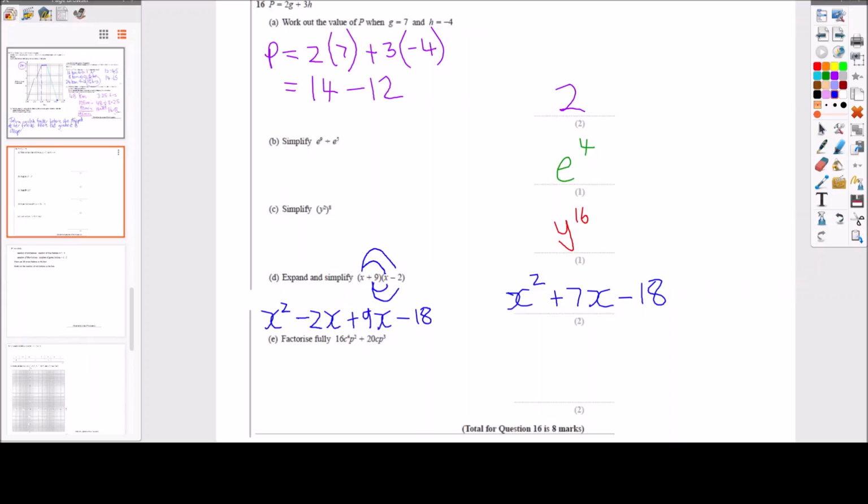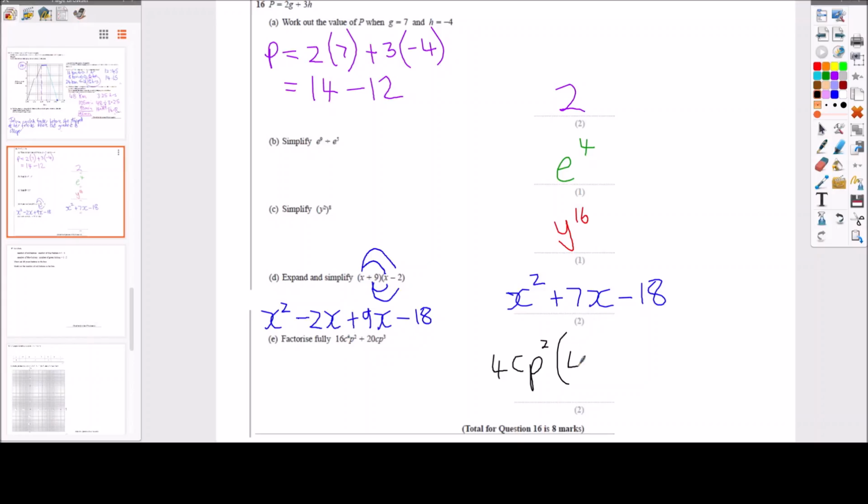Now factorizing means putting the brackets in. And factorizing fully means there's going to be more than one component we take outside the bracket. Now, what's the highest common factor of 16 and 20? That's 4. What's the highest common factor of c to the power of 4 and c? That's c. And what's the highest common factor of p squared and p cubed? That's p squared. So all of that goes outside the bracket. Open up the bracket.